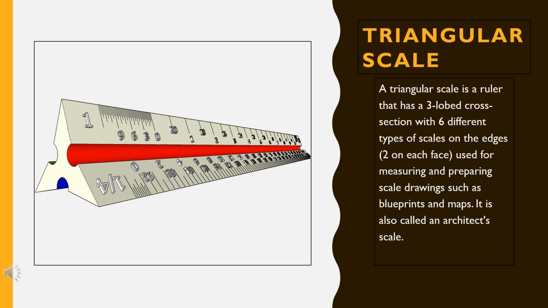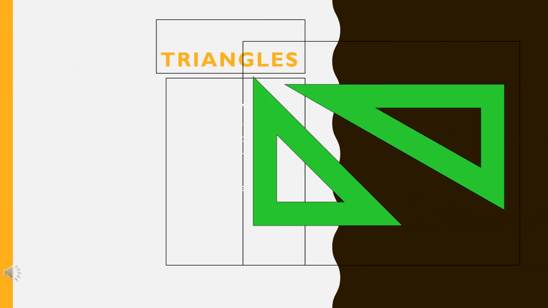Triangular scale. A triangular scale is a ruler that has a 3-lobed cross-section with 6 different types of scales on the edges, 2 on each face, used for measuring and preparing scale drawings such as blueprints and maps. It is also called an architect's scale.